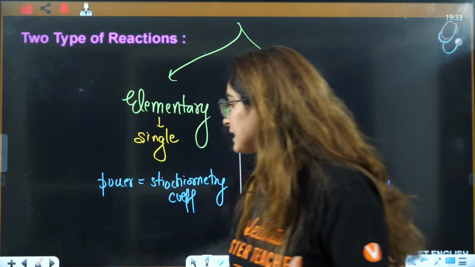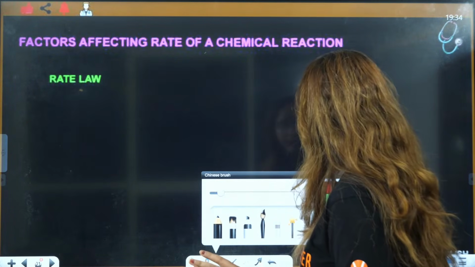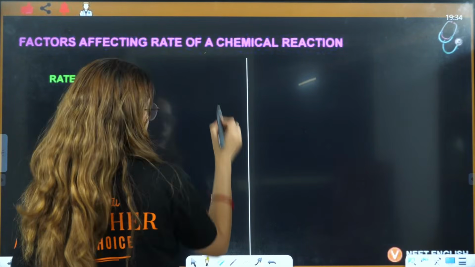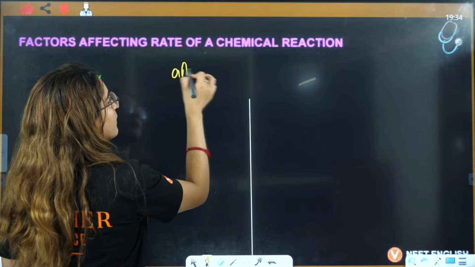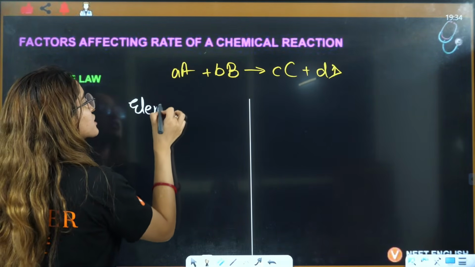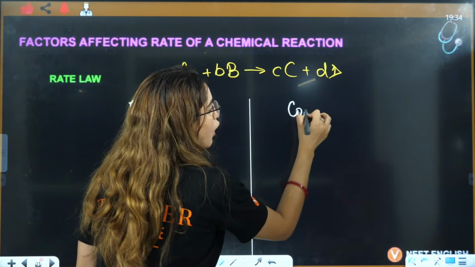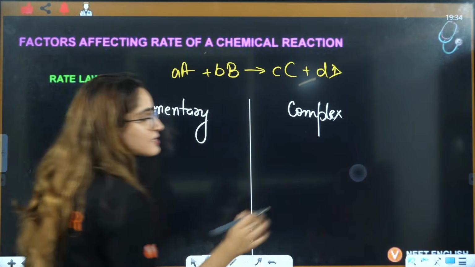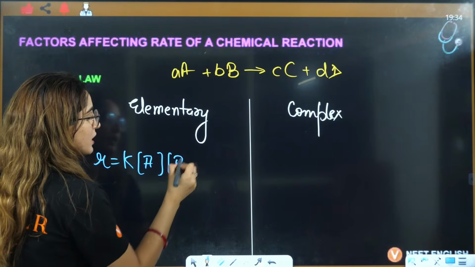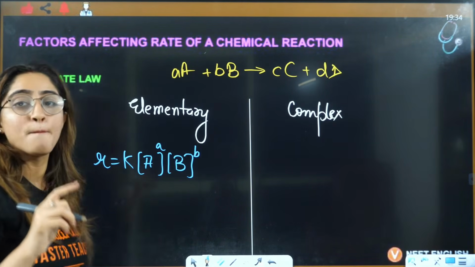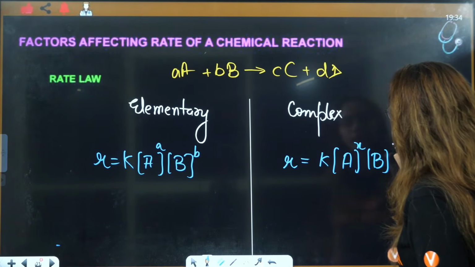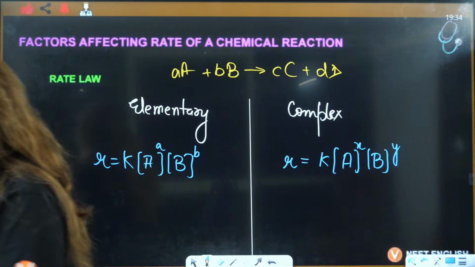You have two things, right? Again, I am just concluding that here. Let's say the reaction is aA plus bB gives rise to cC plus dD. If in the question they have given that it's an elementary reaction, then I'll simply write rate is equal to rate constant, A, B, raised to the power of the stoichiometry only. But if they say it's a complex reaction, then rate is equal to k, A, B, raised to powers which are not the stoichiometry coefficients.